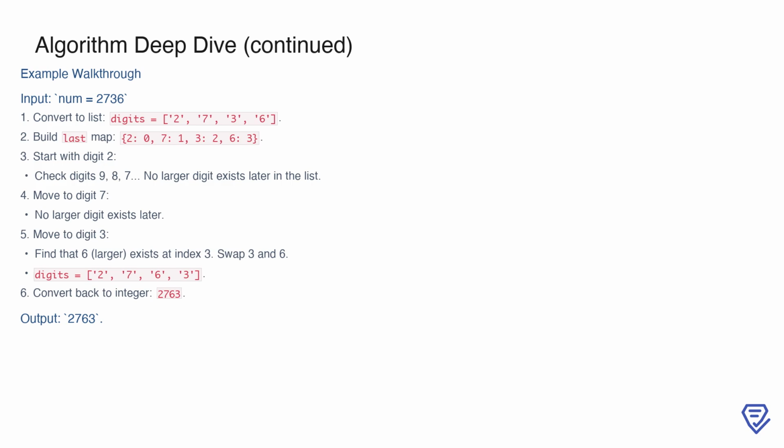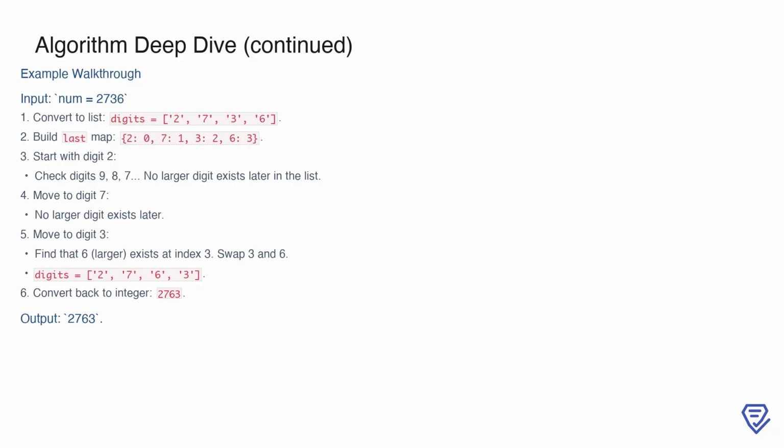To see the algorithm in action, let's walk through an example with the input number 2736. First, we convert the number into a list of digits: 2, 7, 3, 6. Next, we build the rightmost index map, which is {2: 0, 7: 1, 3: 2, 6: 3}.